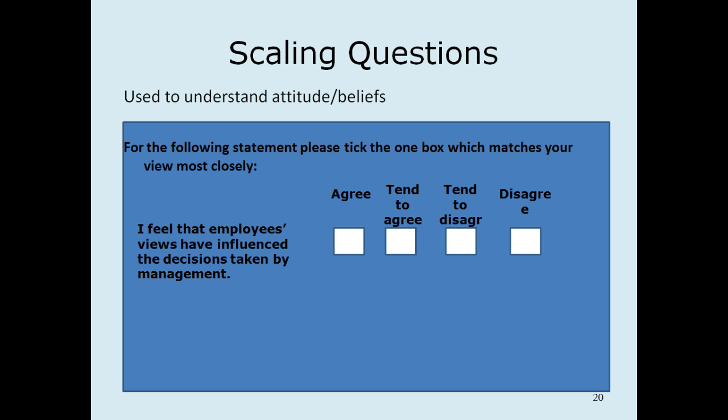Scaling questions give us an understanding of the trends in people's attitudes and beliefs. So here we've got a question. For the following statement, please tick one box which matches your view most closely. The statement is, I feel that employees' views have influenced the decisions taken by management. I agree, I tend to agree, I disagree, or I tend to disagree. So they can just tick how much they agree or disagree with that. It gives us some understanding of the trend in people's attitudes.